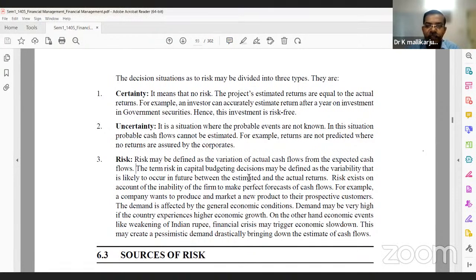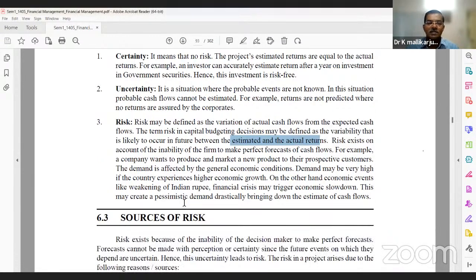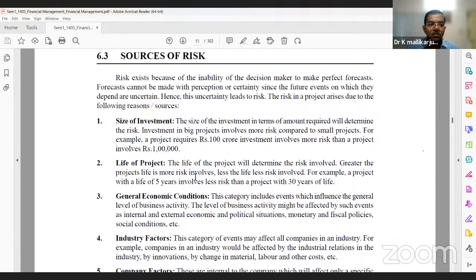In terms of capital budgeting, risk may be defined as the variability that is likely to occur in the future between estimated and actual returns. Means expected future returns and actual returns. Okay. What's the source of risk?